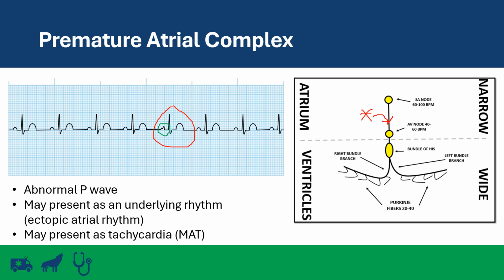Also, the QRS is narrow, so this tells us that the impulse comes from above the ventricles. And additionally, we've got our abnormal P wave here. So if you have a narrow QRS complex that is led by a random abnormal P wave, this is suspect for PAC. Now you can have an entire rhythm of PACs. This is called an ectopic atrial rhythm. Additionally, if this rhythm is tachycardic, we call this multifocal atrial tachycardia, or MAT, because the impulse is coming from multiple foci, or multiple cells within the atria.